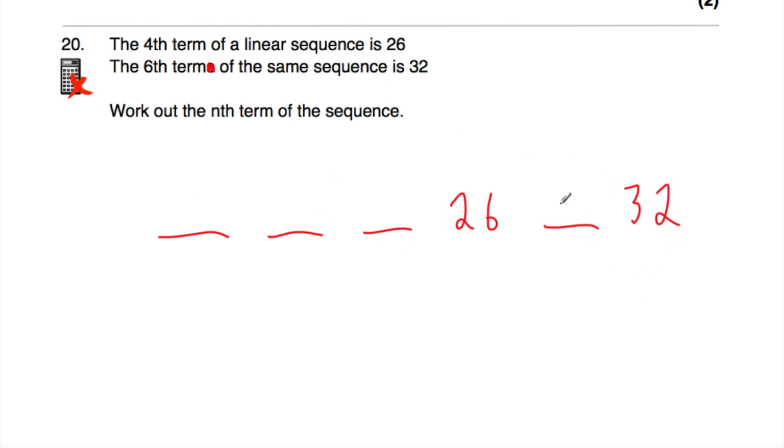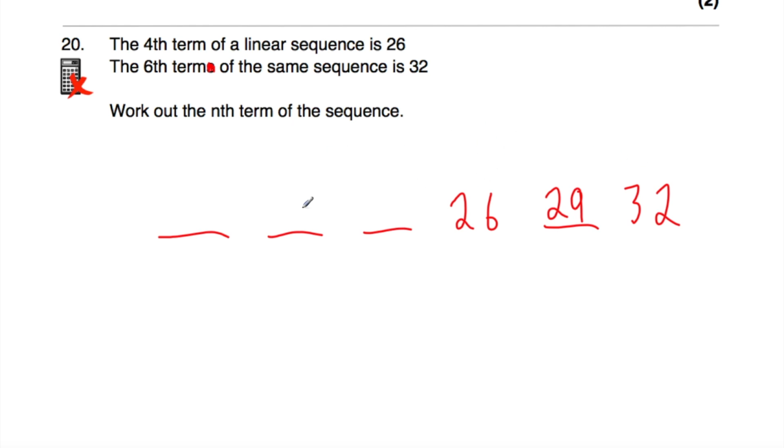So what I want to do is I want to fill in these gaps. Now we know it's a linear sequence, so it's getting bigger by the same amount each time. So to get from 26 to 32, well, that's an increase of 6. To get from 26 to 32, it's gone up by 6. But there's a number in the middle, so that'll be half of 6, which is 3. So we're going to increase by 3 and increase by 3 again. So 26 plus 3 is 29. So it must go 26, 29, 32, because it's getting bigger by 3 each time.